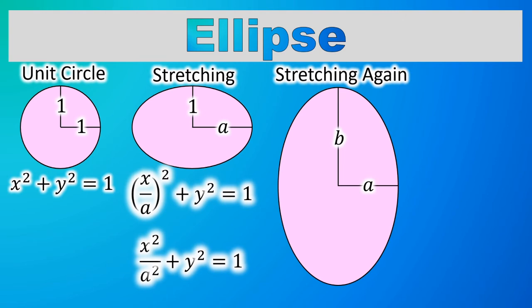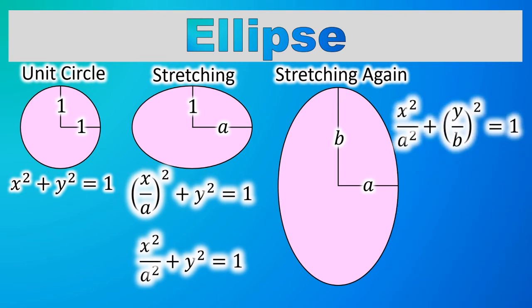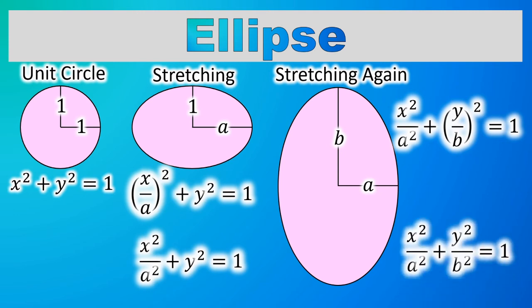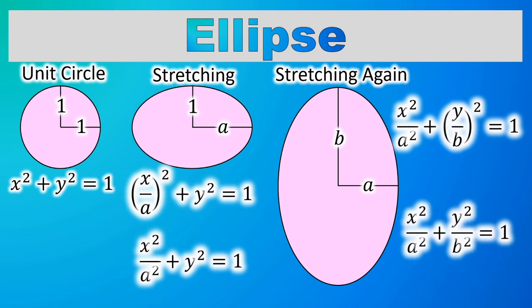Now let's stretch this vertically. The change we have is y over b, and that will be squared. And simplifying, we get x squared over a squared plus y squared over b squared is equal to 1. And that is the equation of an ellipse in rectangular coordinates, and therefore stretching a circle creates an ellipse.